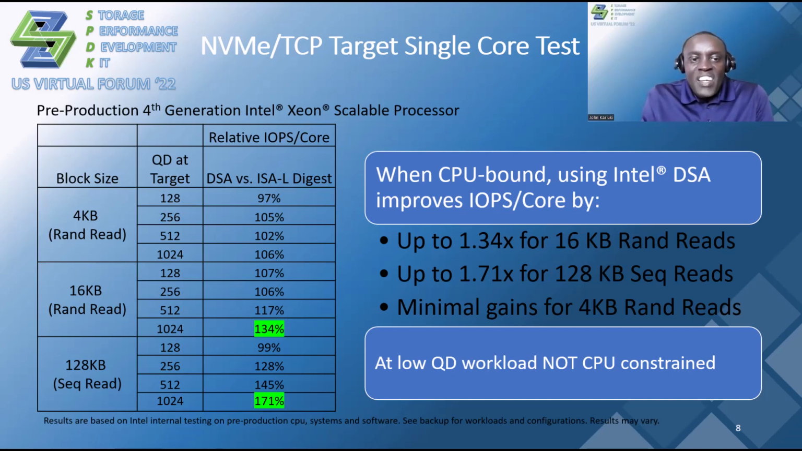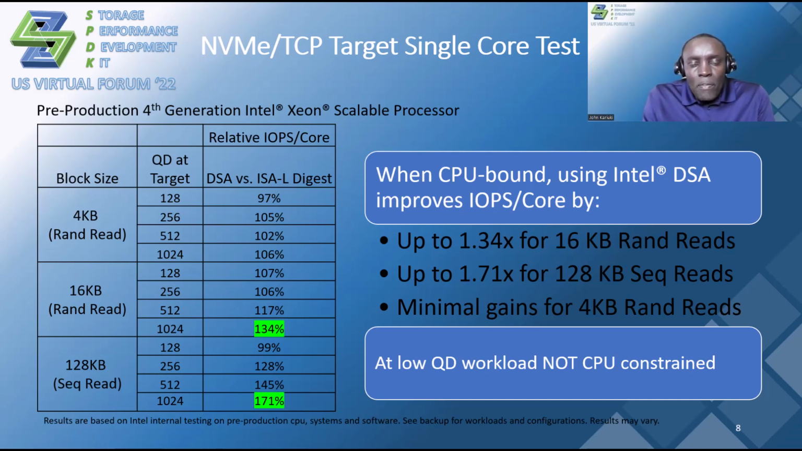The table that I'm sharing here on the left is the comparison of the IOPS per core when the target application was offloading that data digest calculation to Intel DSA, versus using ISA-L to compute that CRC32 data digest. And what we basically observed is when these 3 workloads were CPU bound at those higher queue depths, we see Intel DSA improving the IOPS per core by up to 34% for 16K random reads, and by up to 71% for the 128K sequential reads. And for the small blocks, the 4K random read blocks, we see some gains, but they're pretty minimal. So ISA-L actually performed pretty well for those 4K random reads.